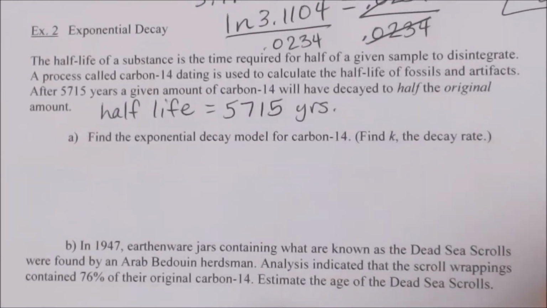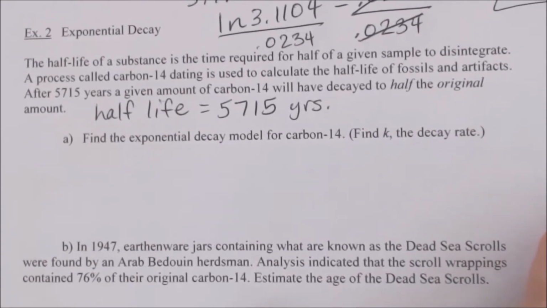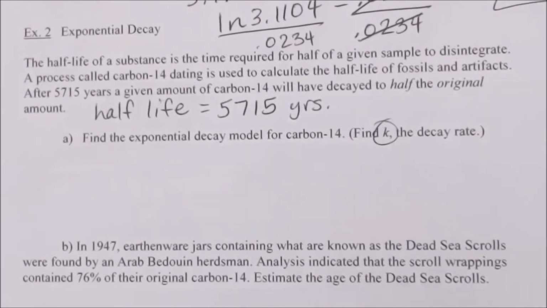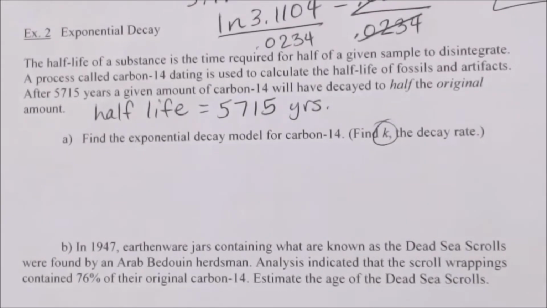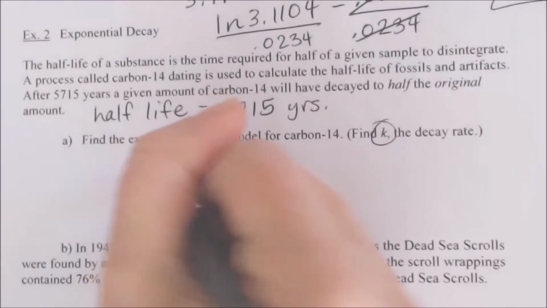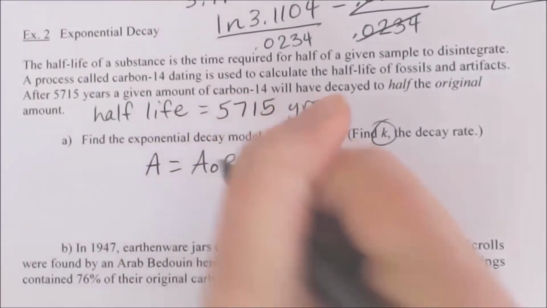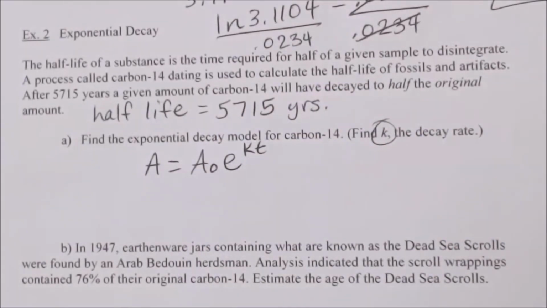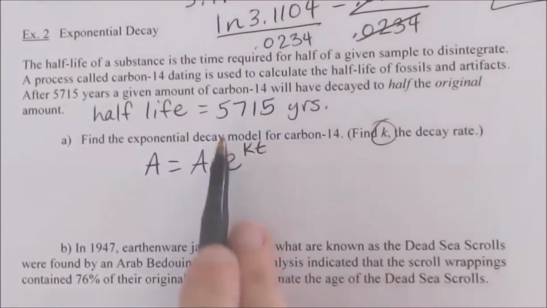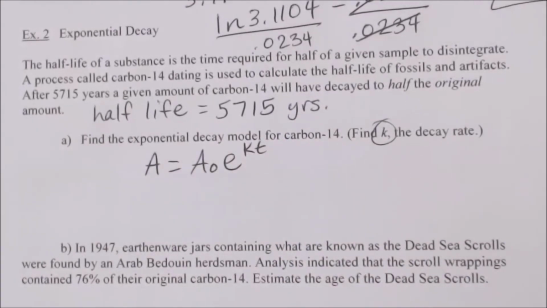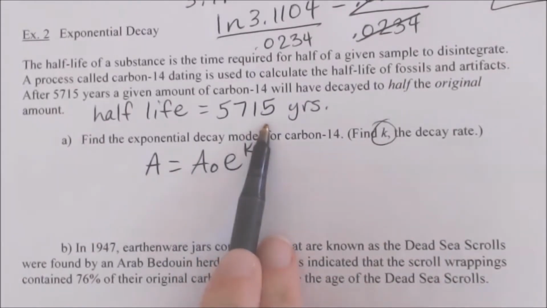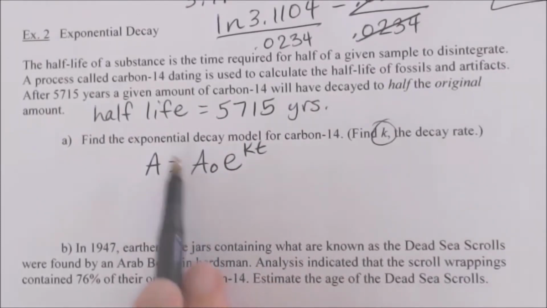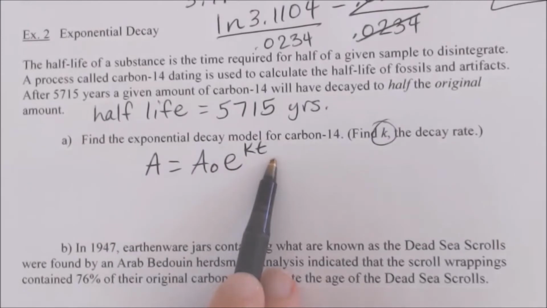So the question says, find the exponential decay model for carbon-14. In other words, they're asking us to figure out the K value. So the K, remember, was the percentage per year that it's going to decrease. So let's start with the basic equation: A equals A naught E to the KT power. They did not give me a starting amount. But if I know the half-life, it doesn't really matter what I start with. I'm going to use that time to substitute for T, and whatever amount I start with, I'm going to have half of it after that many years.